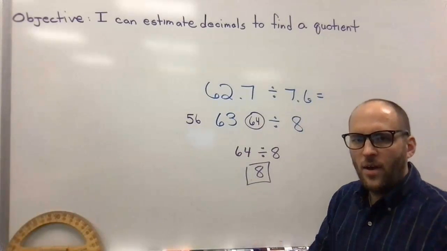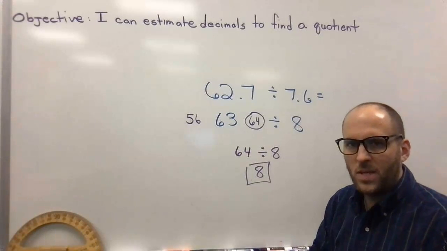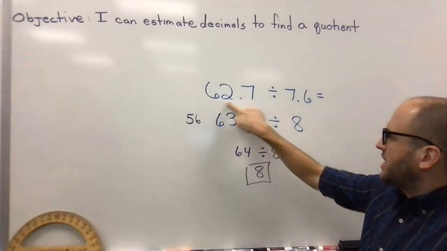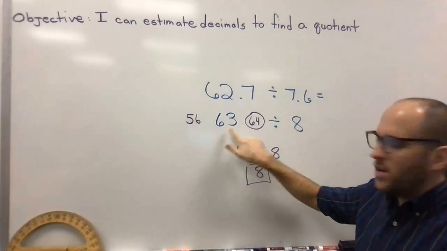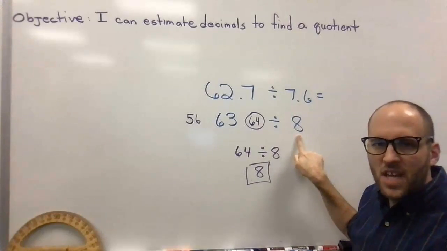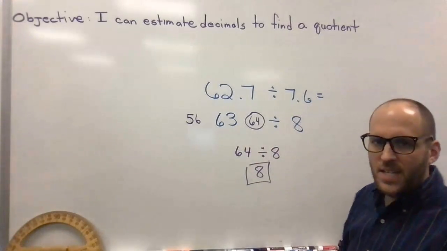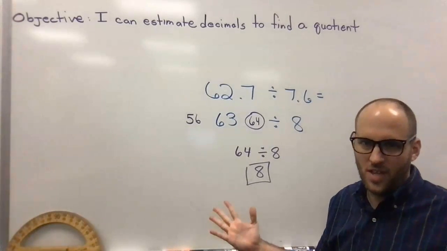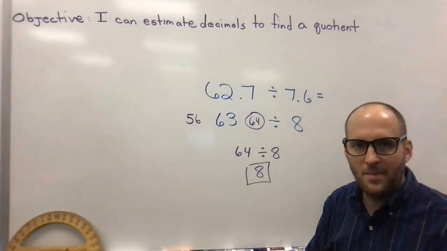Hopefully, you had an answer of 8, which would be the best estimate for this question. Like I said, if we round 62 and 7 tenths, it comes to 63. 7 and 6 tenths rounds to 8. 63 divided by 8 is going to come out as a number like 7 point dot dot dot. We don't want to do that. So we want to find a compatible number.